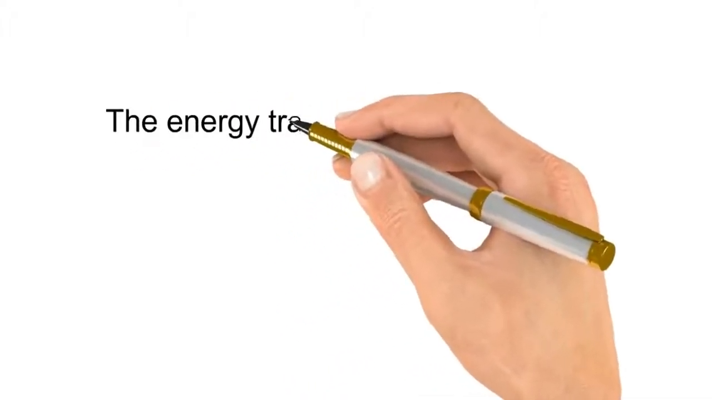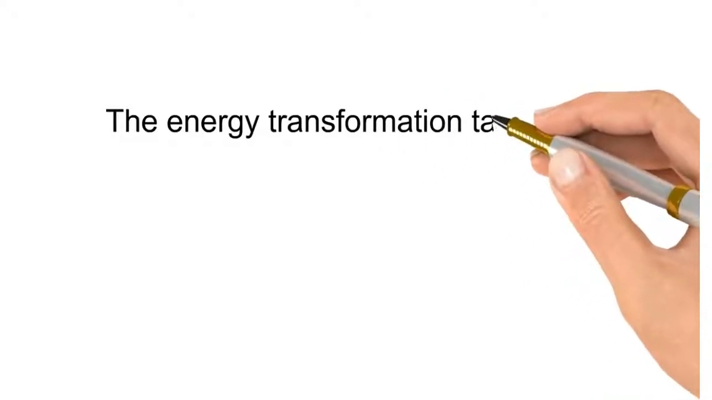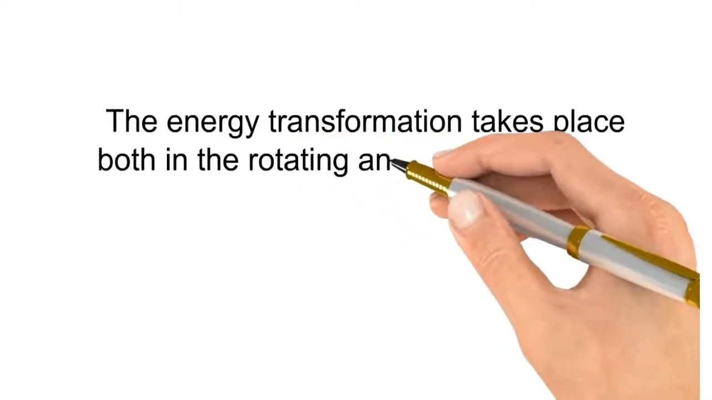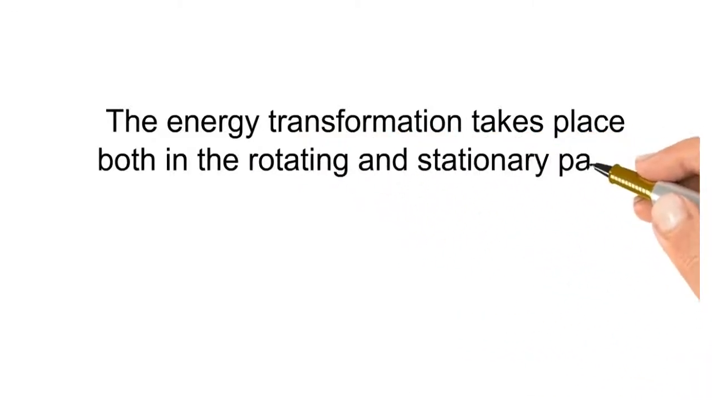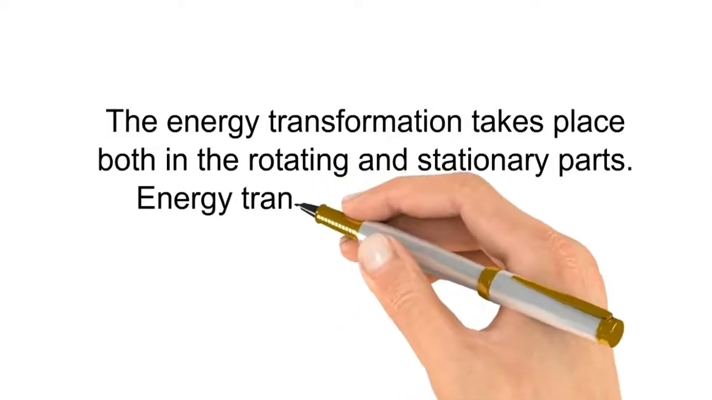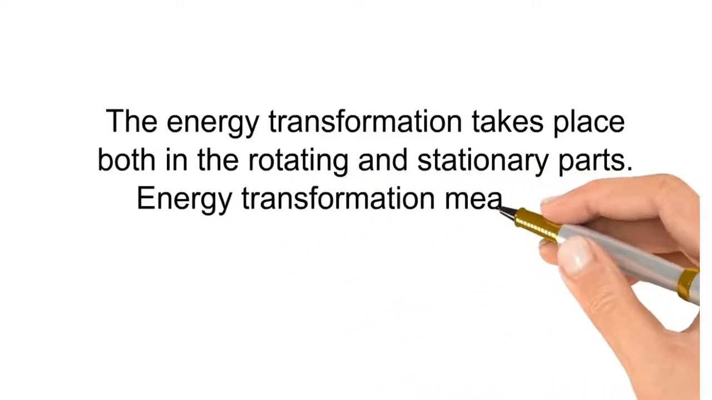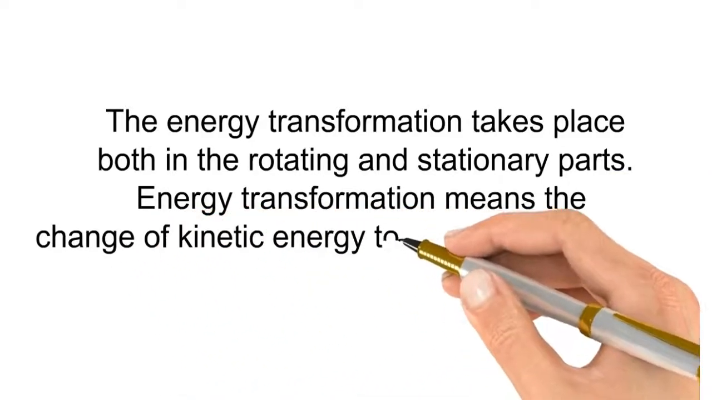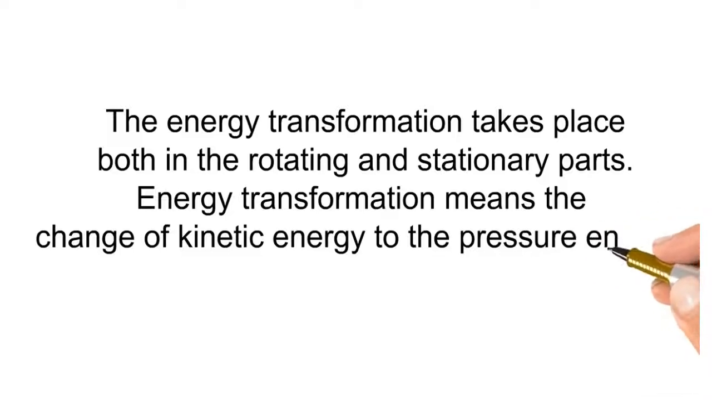Next is the energy transformation. The energy transformation takes place in both the rotating and the stationary parts. What are the stationary parts? The stationary parts may be the inlet, the exit, and so on. Energy transformation means the change of kinetic energy to pressure in case of a compressor. What a compressor does is impart energy to the fluid and convert the kinetic energy of the fluid into pressure. This is the energy transformation that happens.